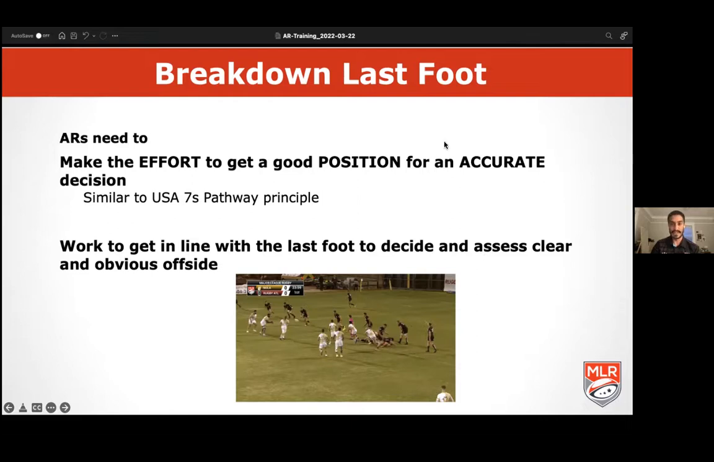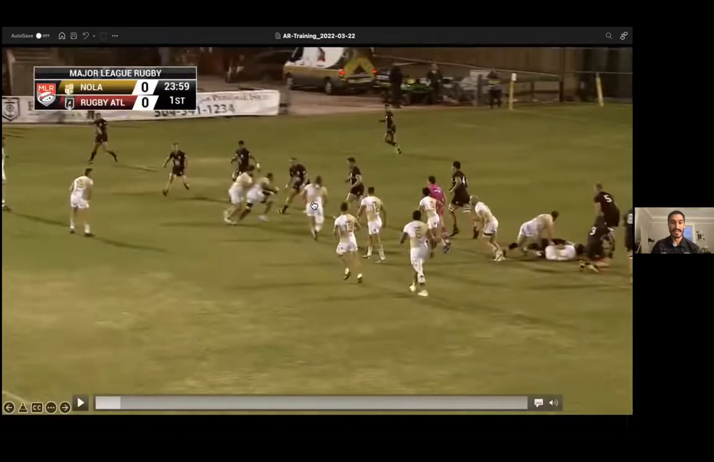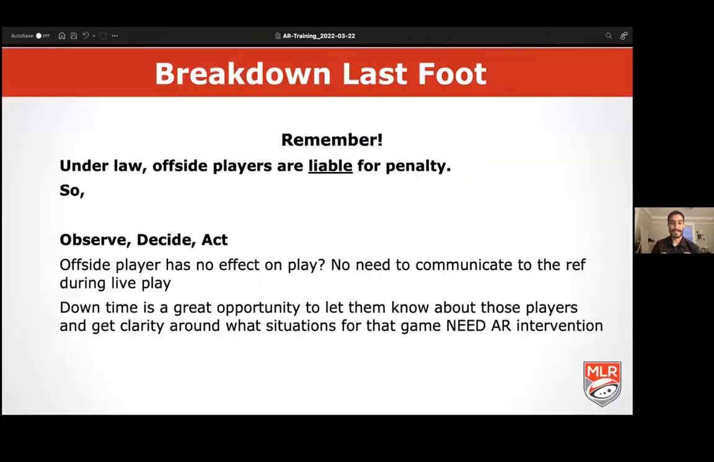To decide and assess clear and obvious offside, we'll go over this clip. I'll just pause it real quick. This isn't the best clip; we'll go through some better ones later. Sorry, we'll go back and then we'll go forward.